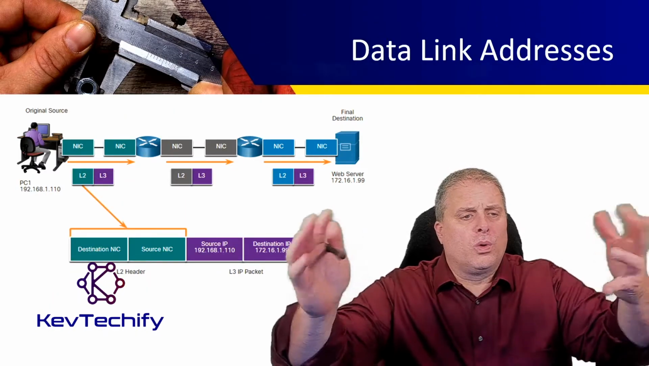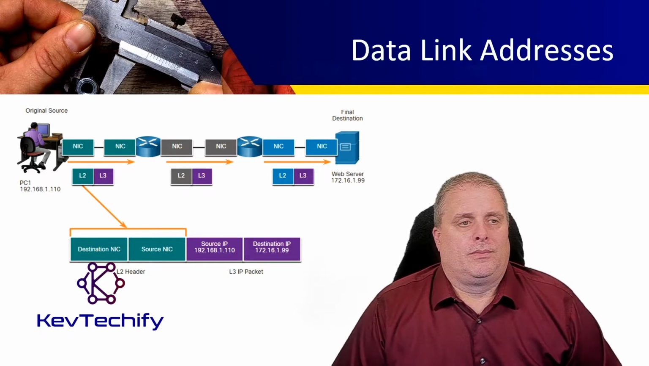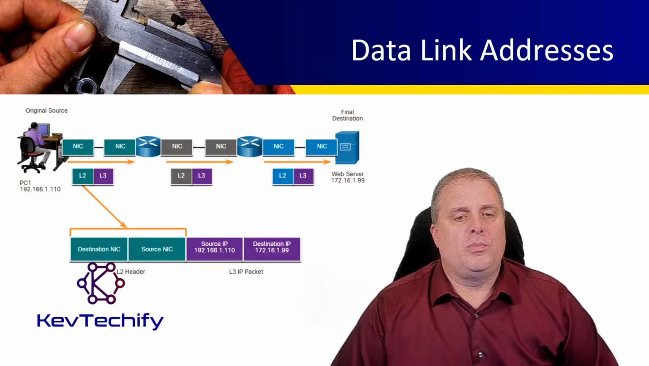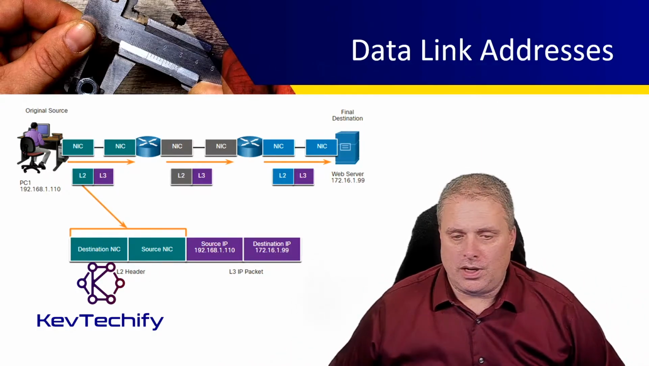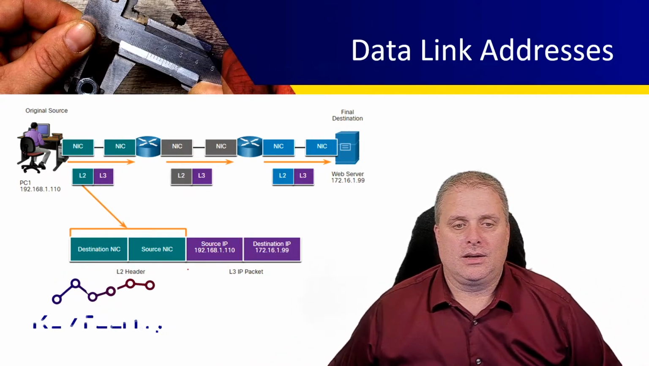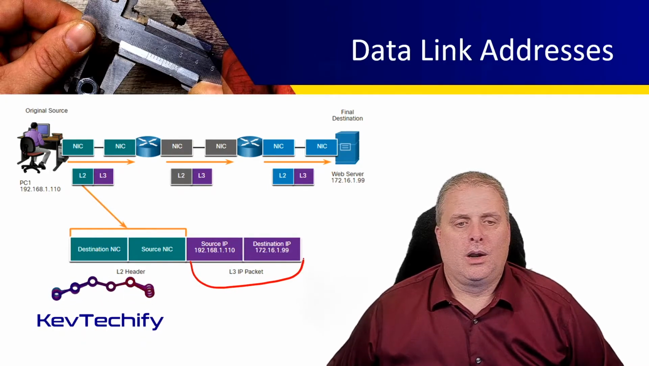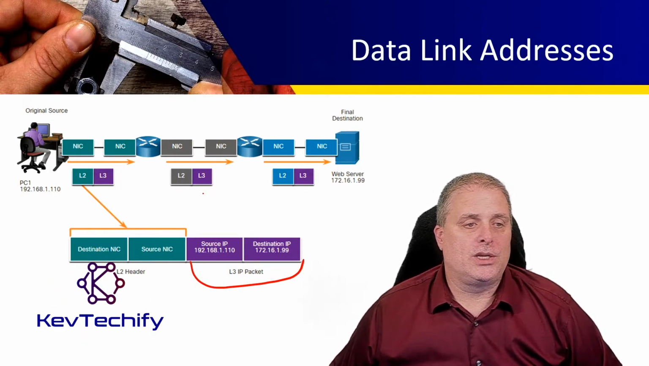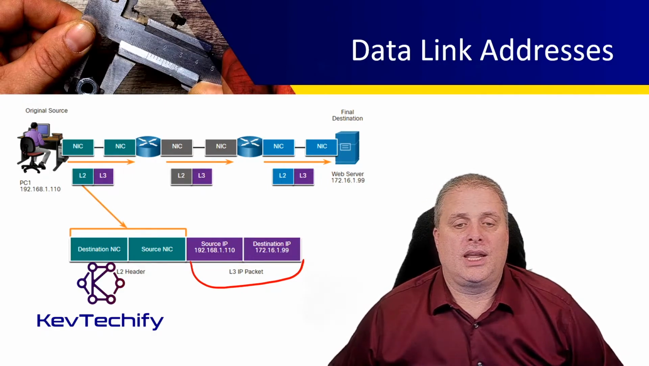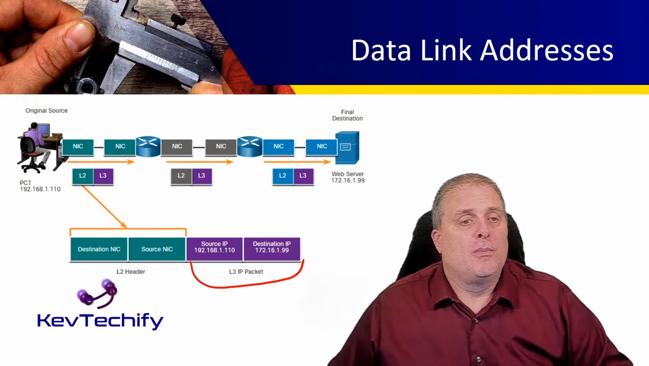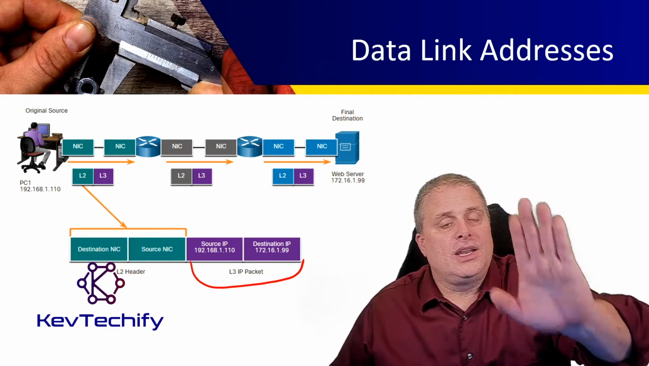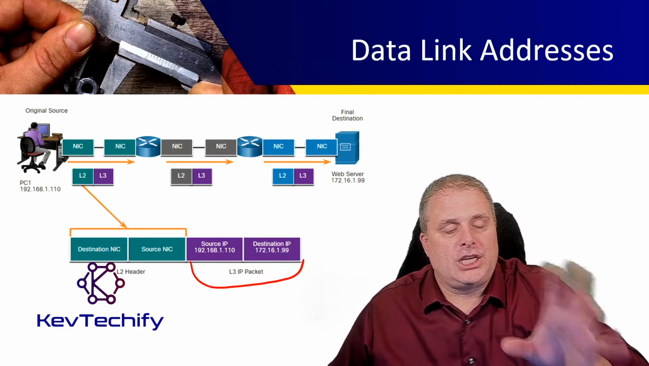Okay, so we're going to explain this through an example here. In this example, we build our PDU. We have our header information down there. Our layer 3 IP packet here, we have the source IP address. That's our PC1, 192.168.1.10. We have our destination IP address, 172.16.1.99. That's where we're going. Those will never change in the process, but when I go from network card to network card, that changes.